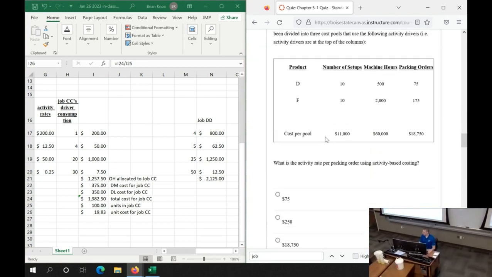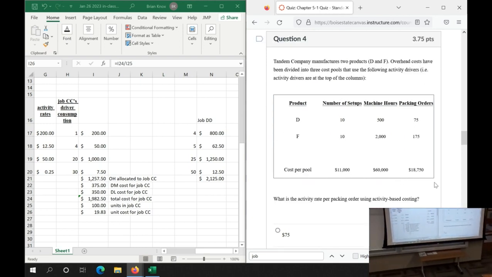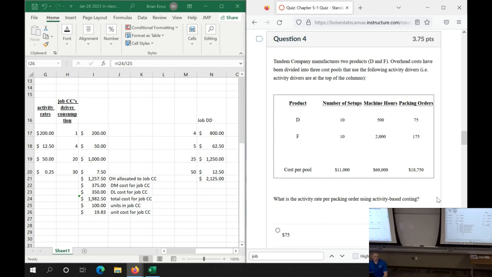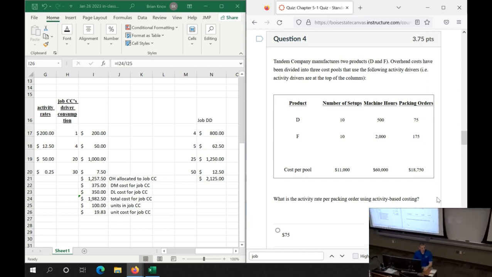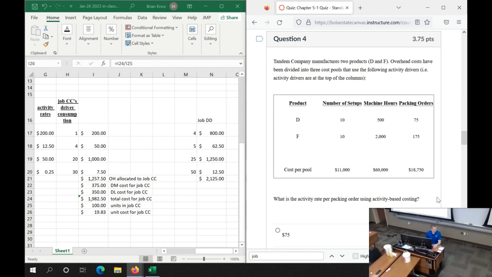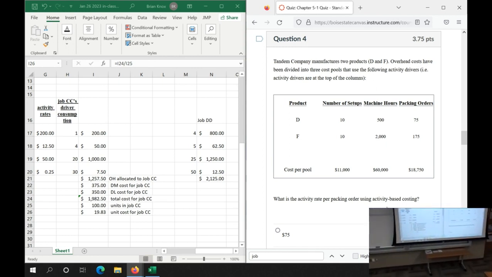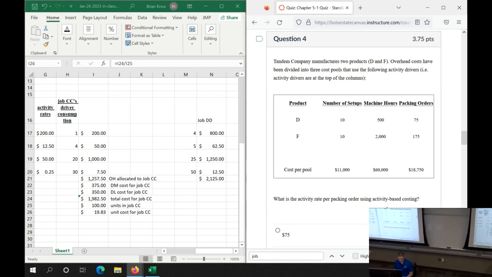All right, very, very simple question here. It's asking for an activity rate. In fact, let's pause for a minute. See if you can do that problem, just as a check here. This problem right here. Let's wait 30 seconds, a minute here.